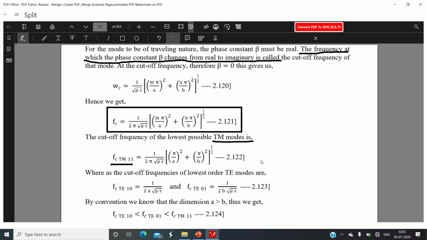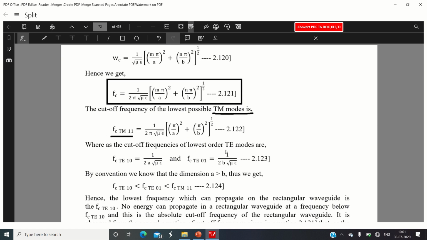Similarly, for the lowest order mode in the case of TE mode, the lowest possible modes that do exist in TE mode of a rectangular waveguide are TE10 and TE01. So first of all, you substitute m is equal to 1 and n is equal to 0 in equation 1.2.1, you will get this particular equation. And similarly, if you substitute m is equal to 0 and n is equal to 1, you will get this particular equation.